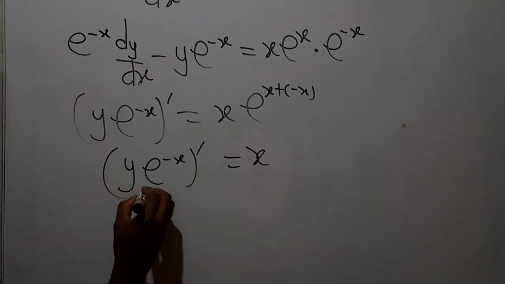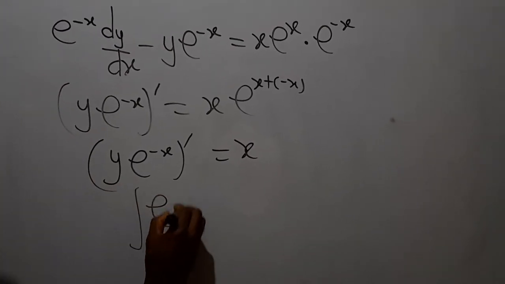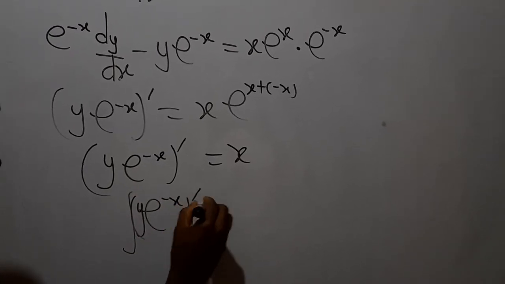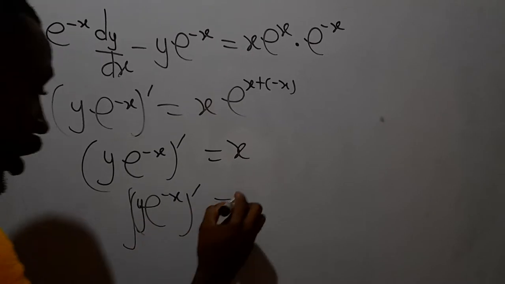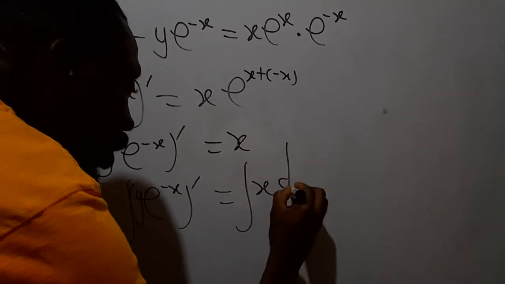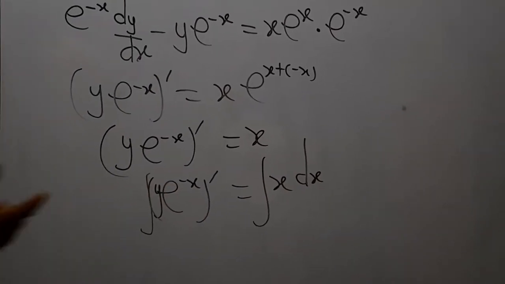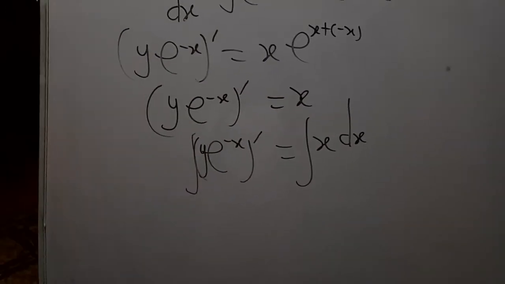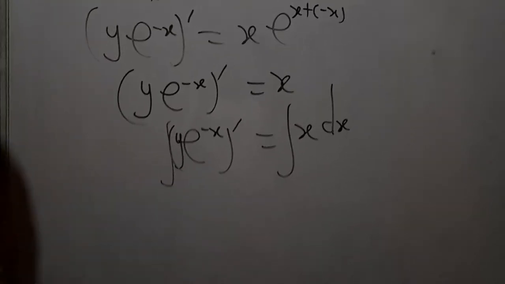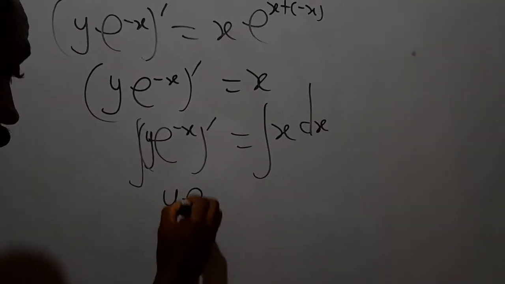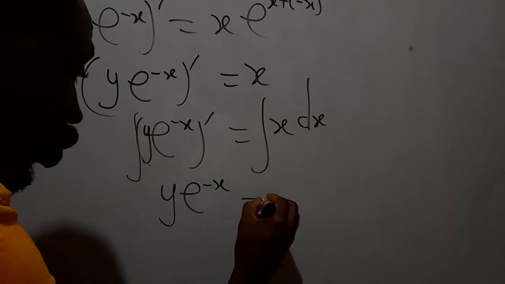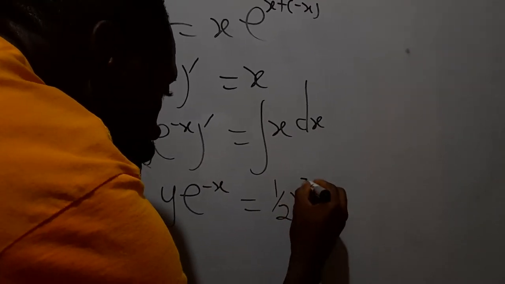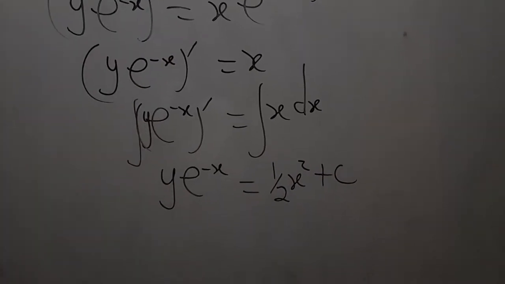Now we integrate both sides. So we'll have the integral of the differential of y e exponent negative x equal to the integral of x dx. Remember, if you integrate the differential of a function, you get the function. So this will just be y e exponent negative x, equal to, when we integrate x, half x squared plus our constant.